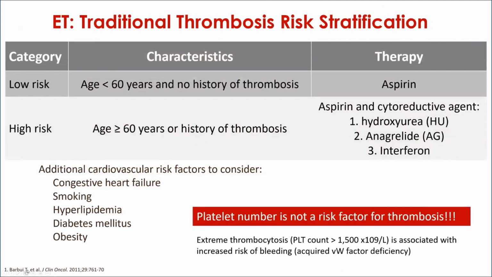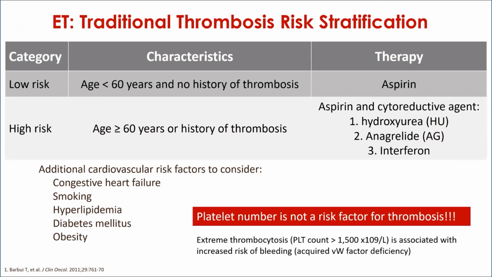What do you do with patients with ET? Historically, you would divide the patients in low risk and high risk for thrombosis, as I see on this table, the same two factors that we discussed about PV. Hydroxyurea is a front line. Anagrelide is there as a second choice, and interferon is also listed as a possibility.